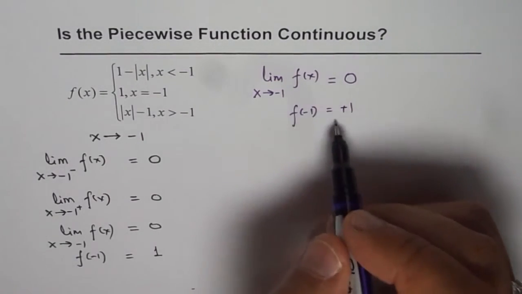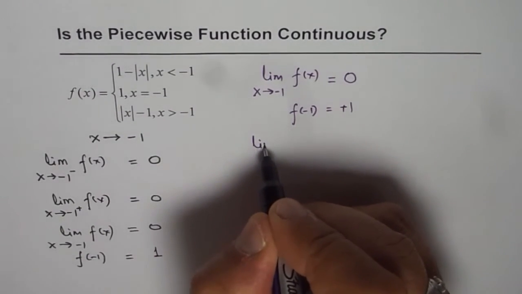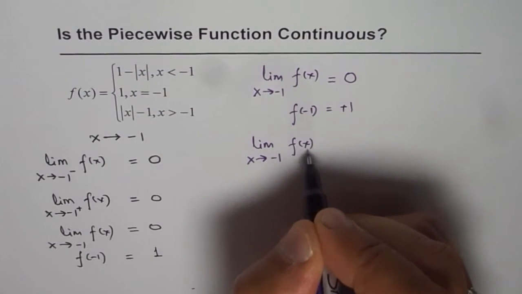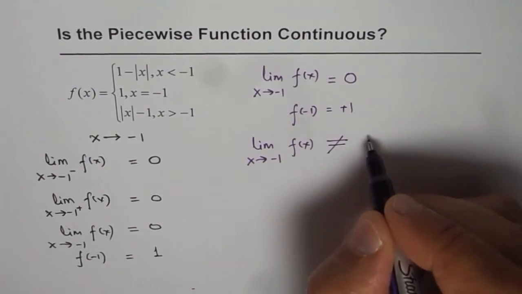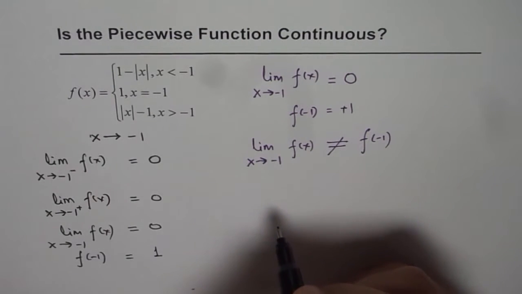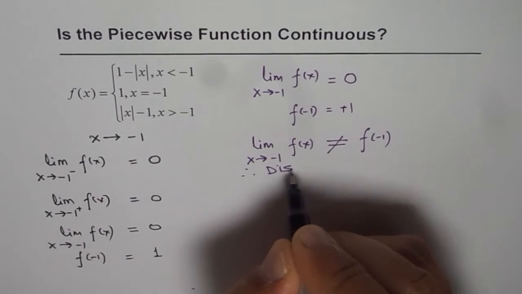And since these two things are not the same, since the limit of the function as x approaches minus 1 is not equal to the value of the function at minus 1, we say that the function is discontinuous, right? Therefore, it is discontinuous.